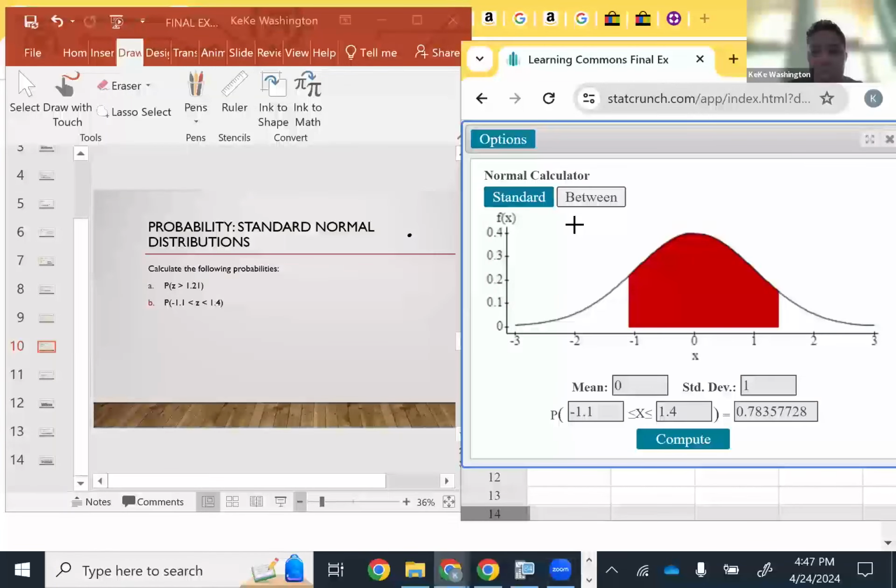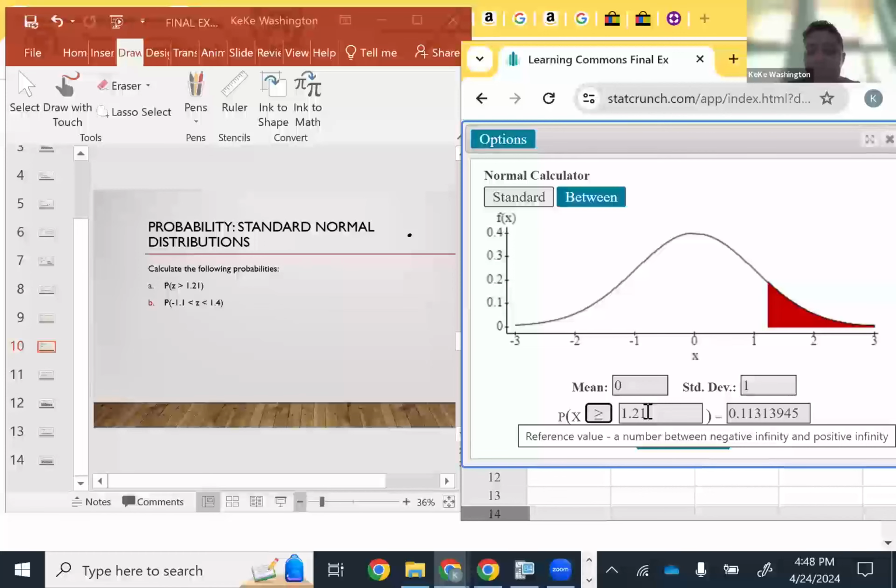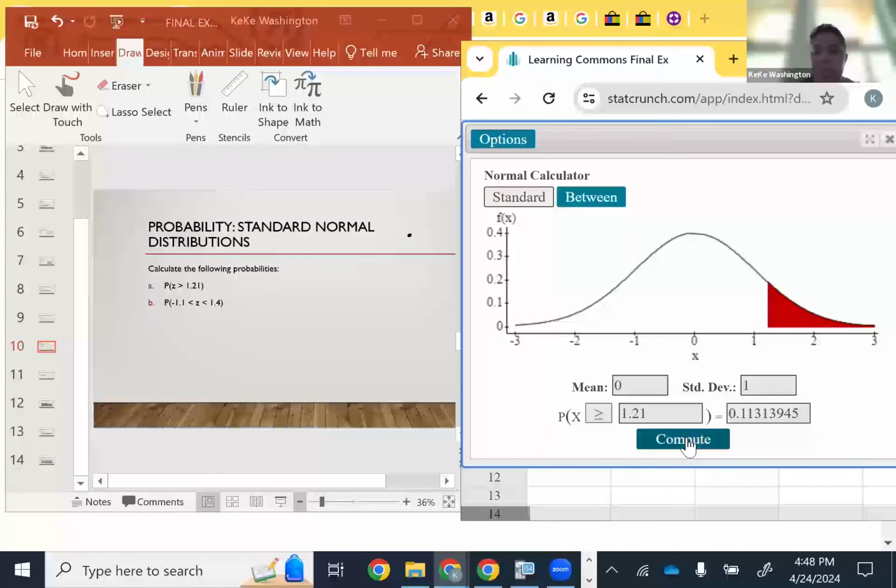All right, so we press the between button, mean of 0, standard deviation of 1, and then you just enter the two between values. For the first one, that would be under standard because we don't have between two numbers, and then greater than the 1.21. So anytime you're dealing with probabilities of a distribution, you're going to come to the same place, regardless whether it's a population distribution or a sampling distribution.